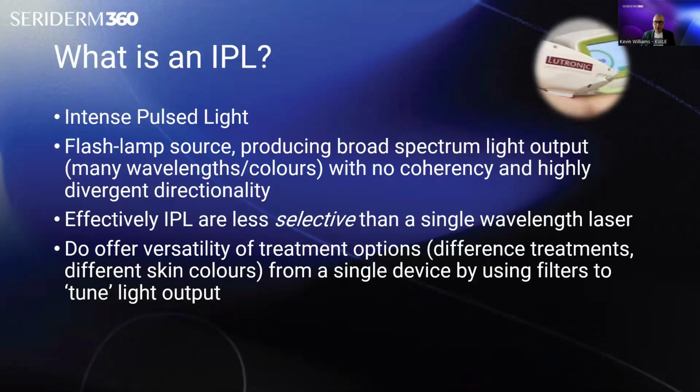Okay. We're going to start off by understanding what an IPL is. So an IPL stands for intense pulse light. It's a flash lamp producing a broad spectrum of light. And often people say to me, what's best, Kevin? Is a laser or IPL best? It depends on the application. What we can say is an IPL is less selective than a single wavelength laser. But an IPL can produce multiple wavelengths, so it can target multiple chromophores. So due to the versatility, with an IPL you can change filters to treat different types of condition.